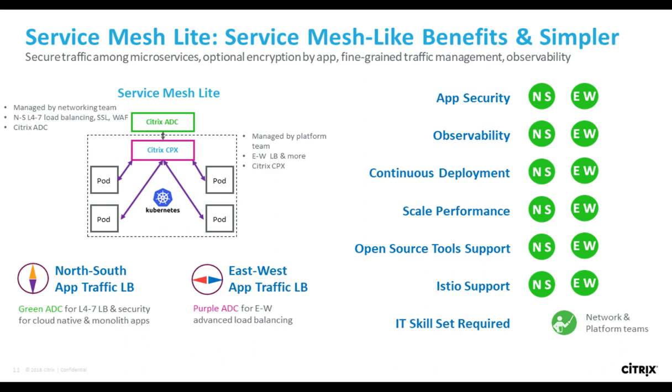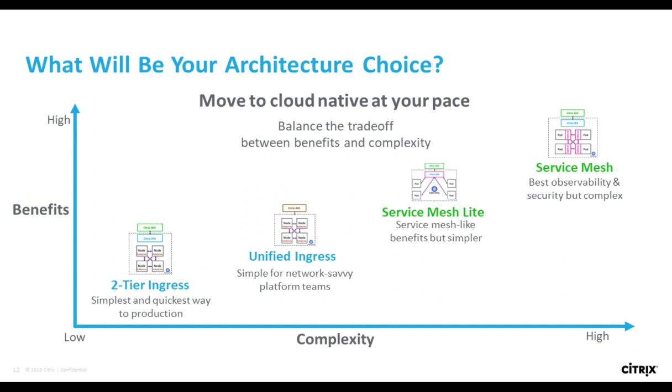With this blueprint of 4 services, 4 architecture, which one will be your architecture choice? If you need simplest and quickest, 2-tier ingress. If your platform teams are very network savvy, unified ingress. If you need best observability and security, but are willing to learn and manage the complexity, service mesh is the dream architecture. But if you want service mesh like functionality but much simpler, service mesh lite.